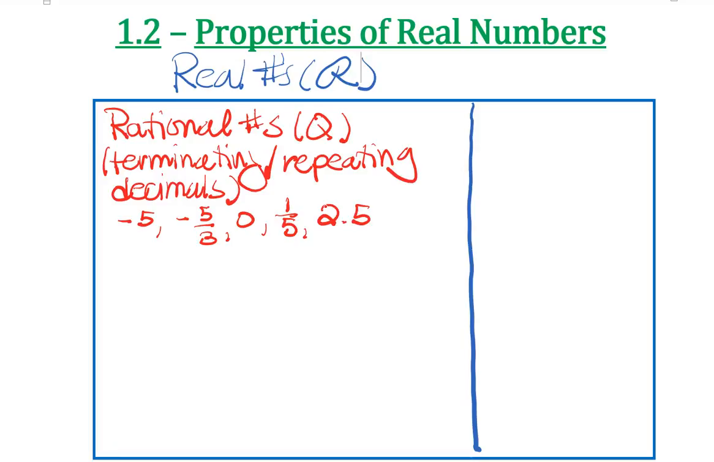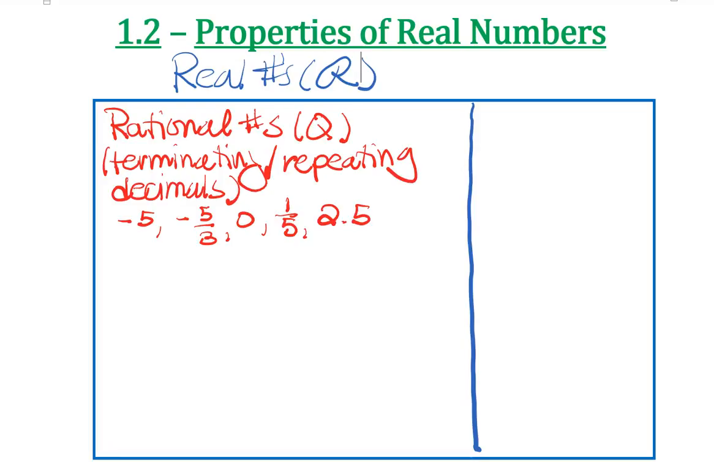The terminating decimals end. -5 is -5.0. 2.5 ends. -5/3 would be considered to be a repeating decimal. That would be -1.6 repeating. 1/5 would be a terminating decimal at 0.2. So those are considered to be your rational numbers.